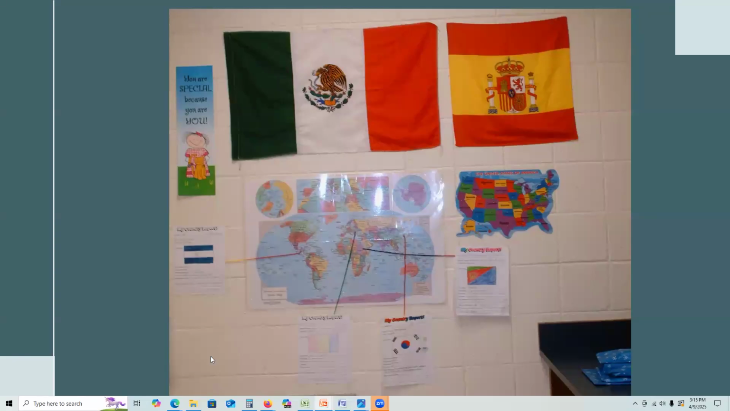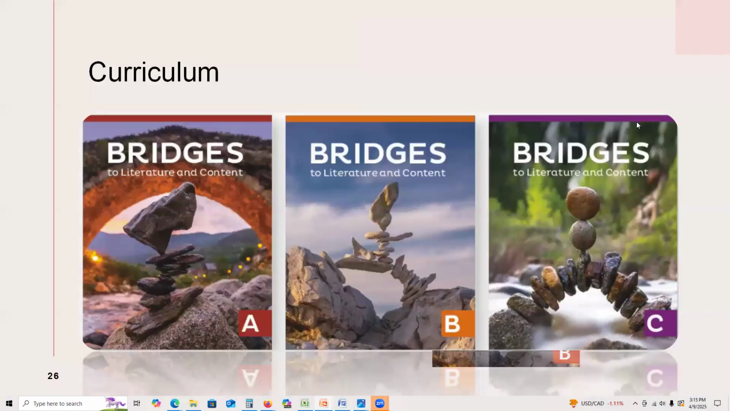So here's a zoomed in of just our little country report. And also thank you to my husband who dug back into our backup drive from 07 to find these pictures of my classroom so I could present this to you guys.